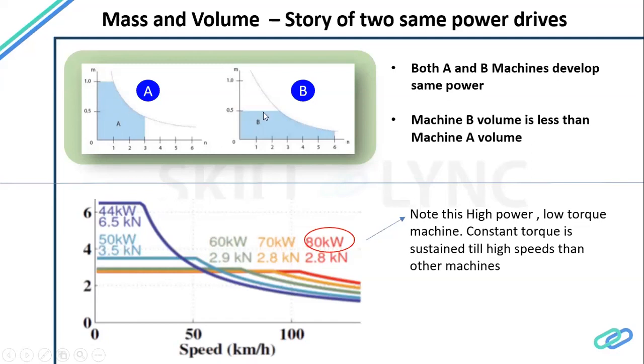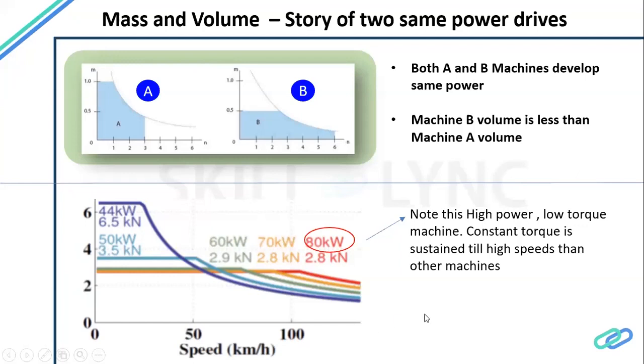Those considerations will come in when we select or design any kind of electric drive. You see here different machines are designed for various power levels, for example 44 kilowatt. But this particular performance curve has low torque, though it sustains that torque for much higher speed, and then it starts dropping. Whereas this blue one starts dropping at low speed itself. That is a 44 kilowatt machine, and it has very high torque here.